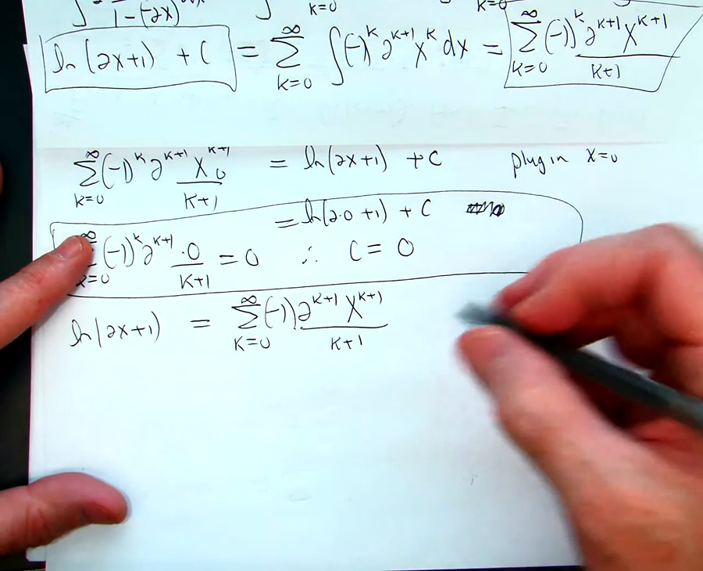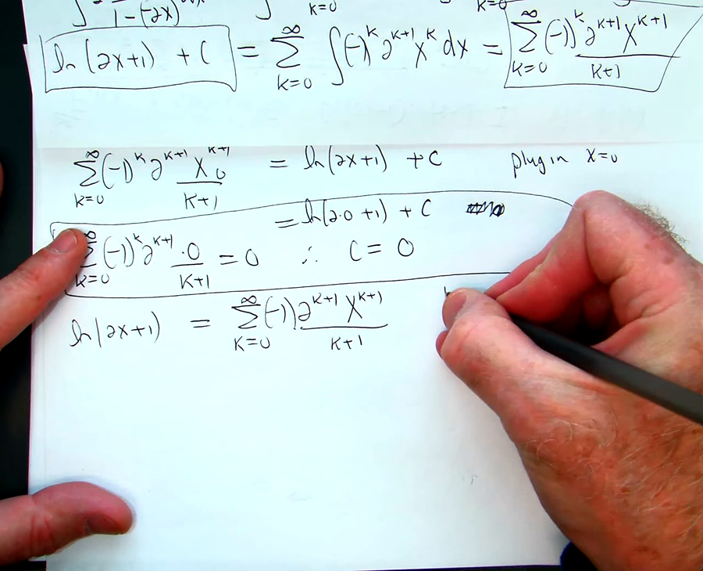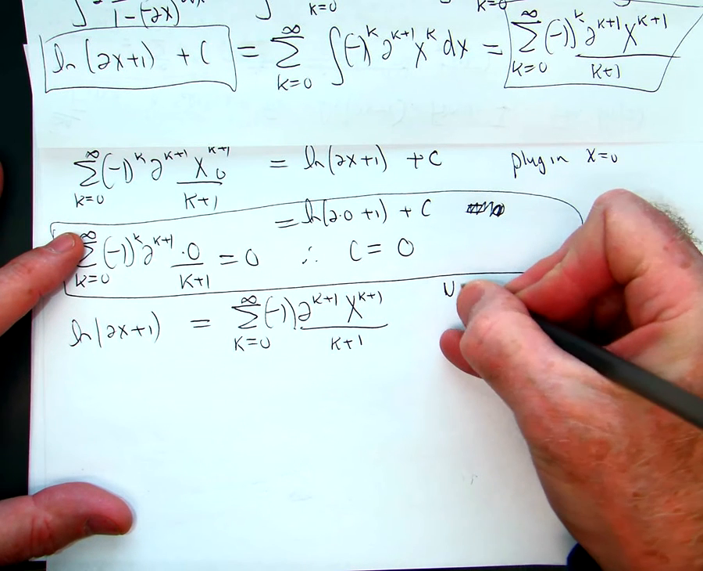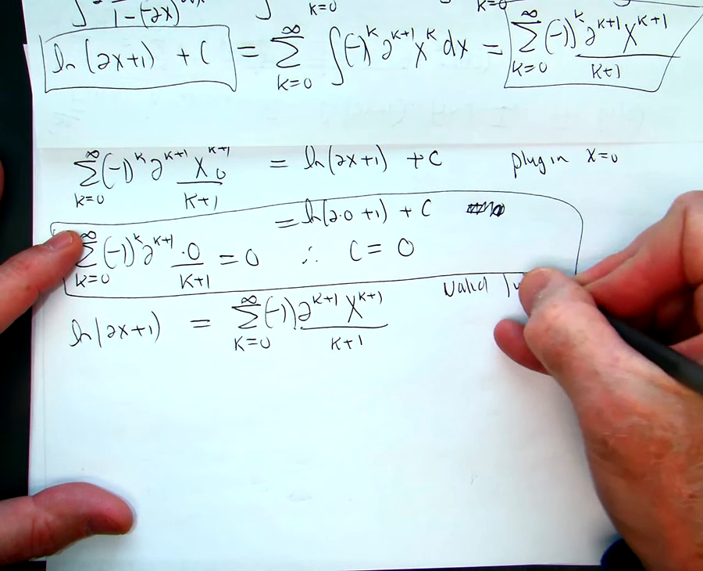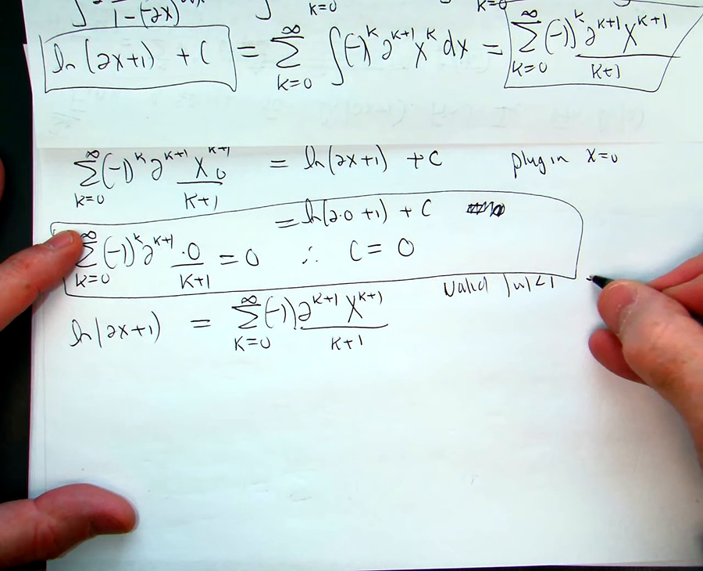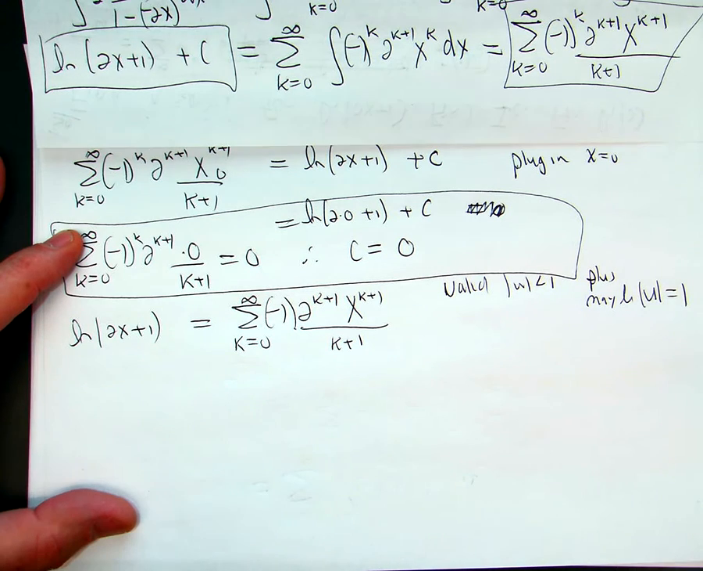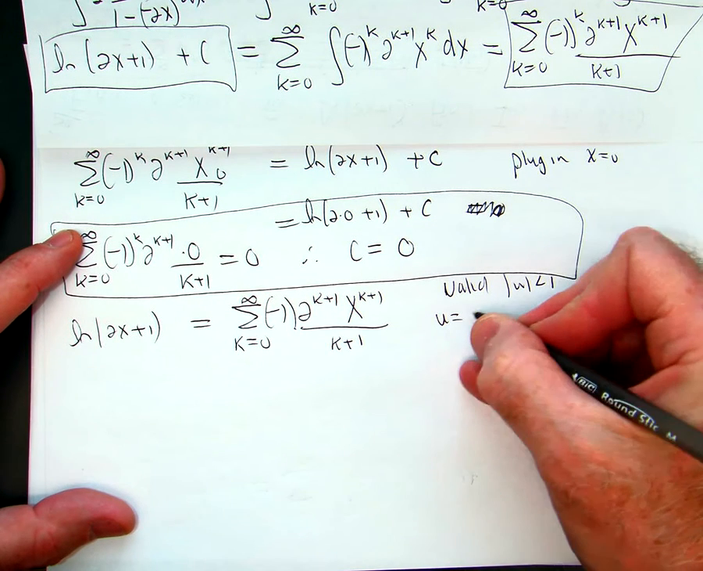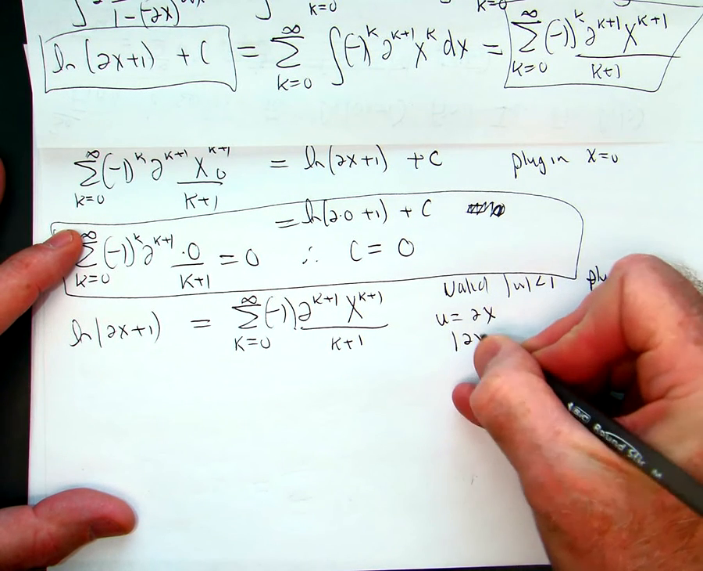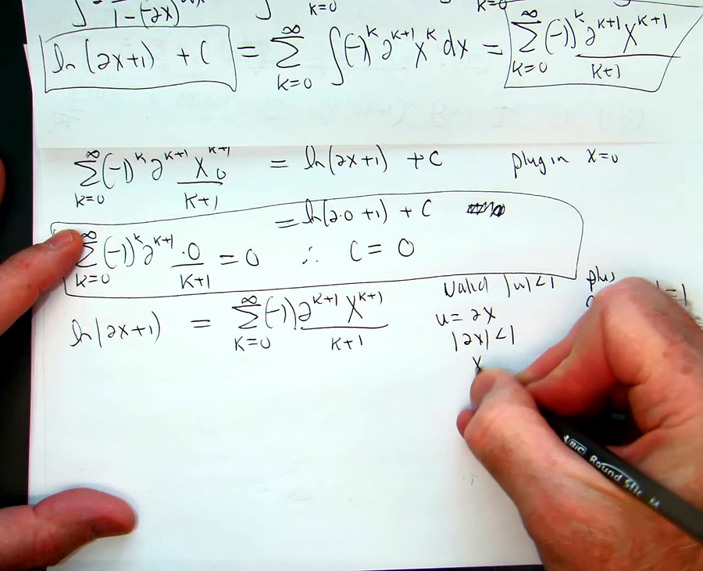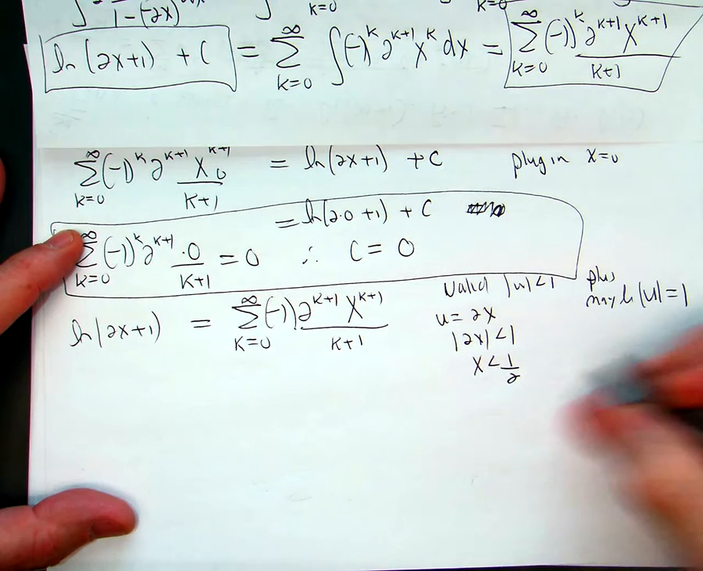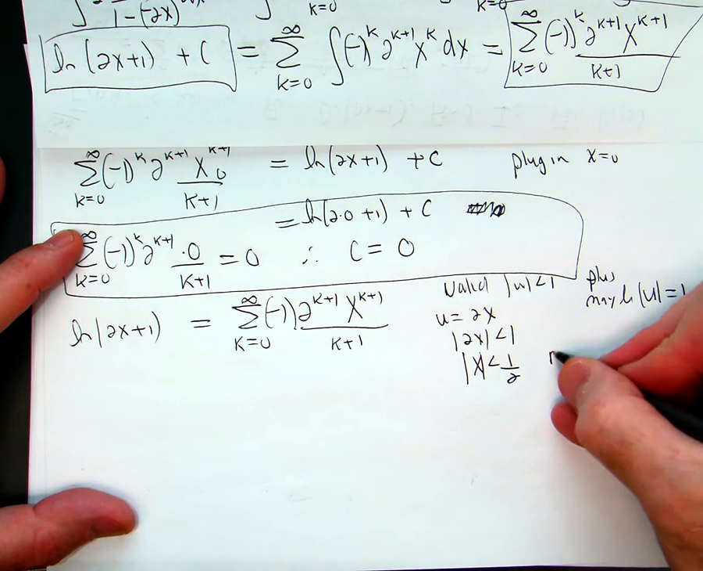Okay, now, for what x's is this good for? So remember, this is valid for absolute value of u less than 1, plus maybe u equal 1, absolute value of u equal 1. So my u was 2x. So I know it's valid for absolute value of 2x less than 1. In other words, absolute value of x less than 1 over 2. And it may be valid.